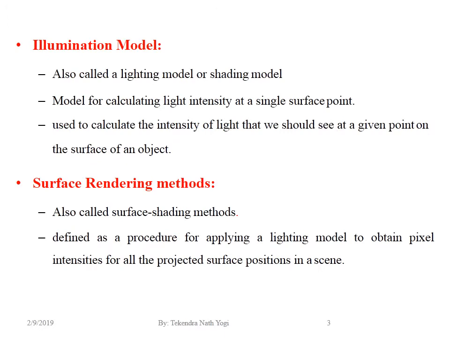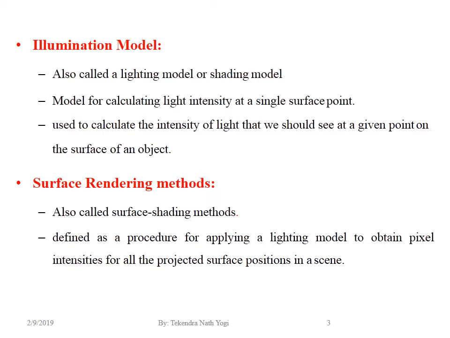What is an illumination model? What is the definition of an illumination model? It is also called a lighting model or shading model. It is a model for calculating light intensity at a single surface point. It is used to calculate the intensity of light that we should see at a given point on the surface of an object.